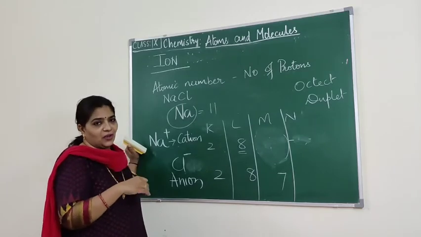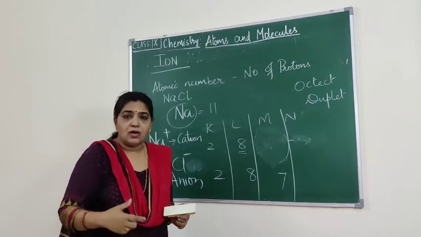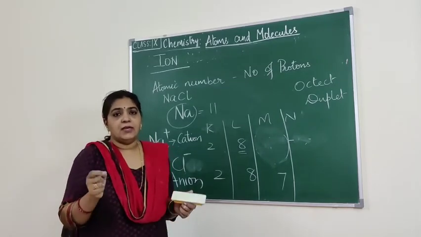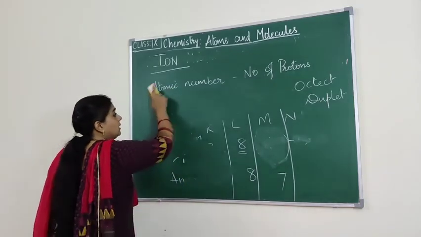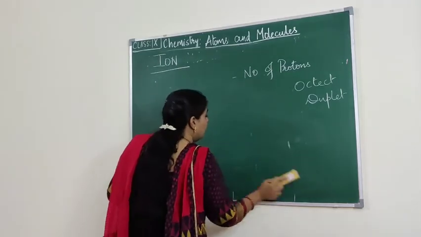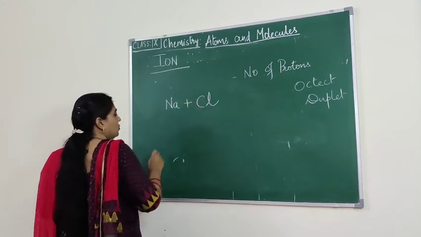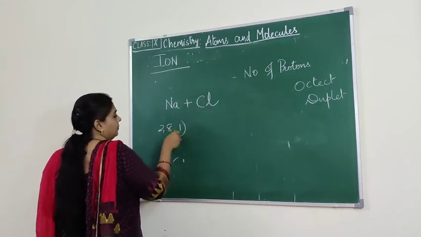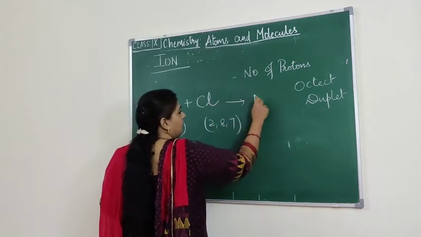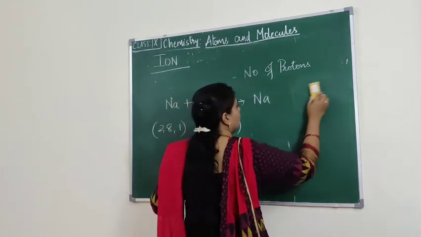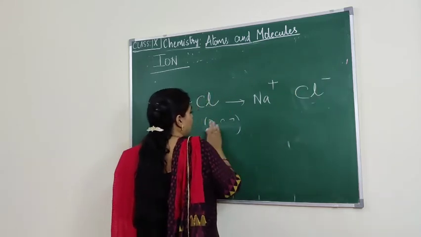So that is what ions are. Ions are compounds composed of metals and non-metals, which will have charged species. Then we call it an ion. So sodium is 2, 8, 1. Chlorine is 2, 8, 7. They combine and they form Na+ Cl-.